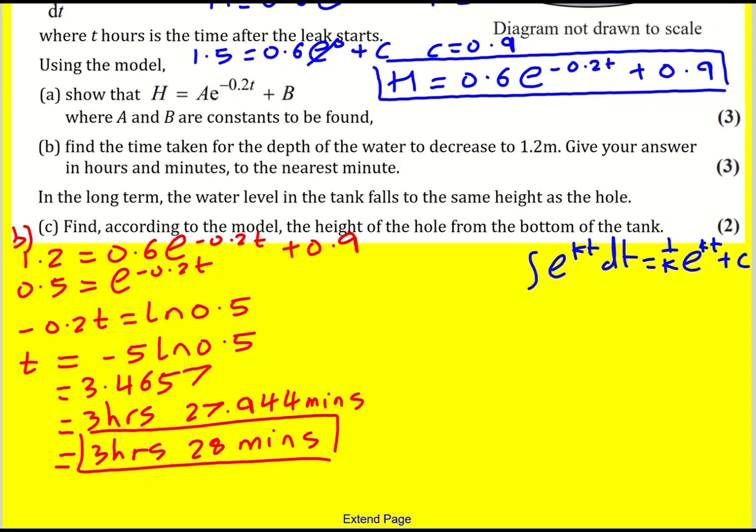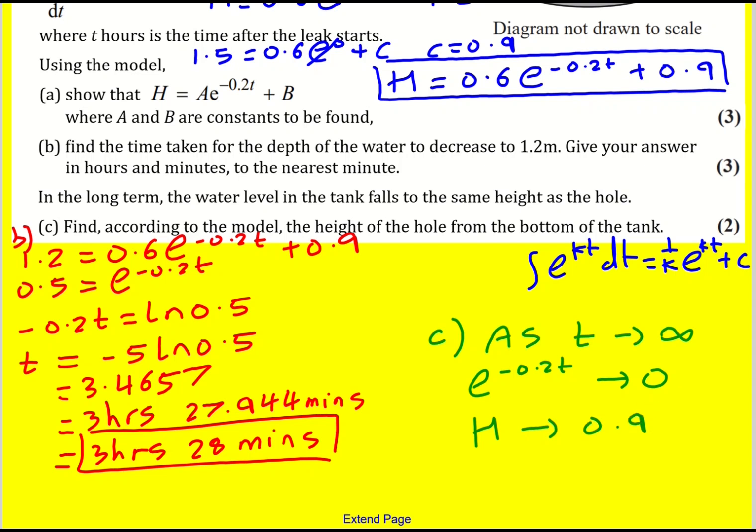Finally, in the long term, the water level in the tank falls to the same height as the hole. Find, according to the model, the height of the hole from the bottom of the tank. So we need to think about what's going to happen as t becomes large. In fact, we're going to let t approach infinity. Then this negative exponential here, e to the minus 0.2t, is actually going to approach 0. So h is therefore going to approach 0.9. And that is going to be the height of the hole from the bottom. So 0.9 meters is our answer.